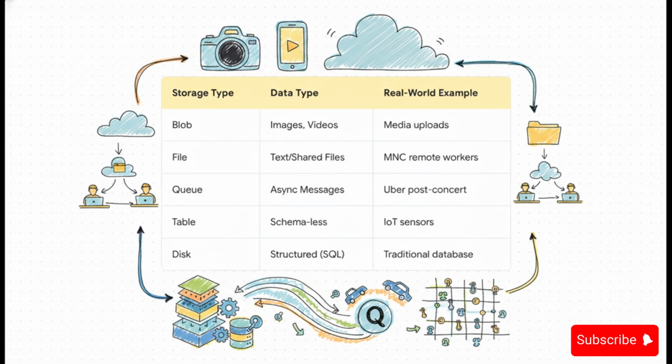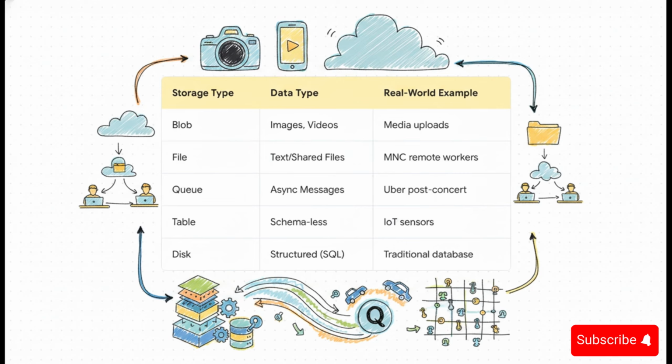First up, Blob Storage. This is built specifically for massive, unorganized media, stuff like raw images and videos. Next is file storage. Think of a multinational company where remote workers all over the globe need to access and share standard text files from one central hub. Then we have queue storage.